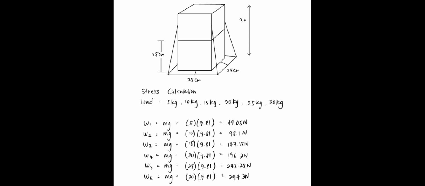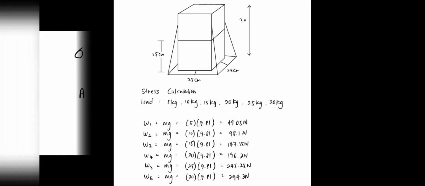The loads involved in the calculation are 5 kilos, 10 kilos, 15 kilos, 20 kilos, 25 kilos, and 30 kilos. The weight is calculated using the formula F = mg, where m is the mass of the load and g represents the gravitational acceleration. The largest weight calculated is 294.3 Newton, whereas the weight that can be withstood is 245.25 Newton.